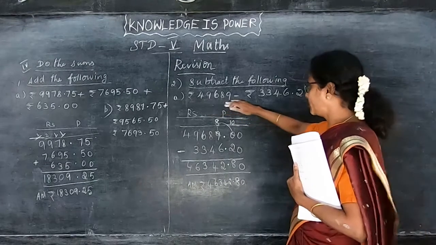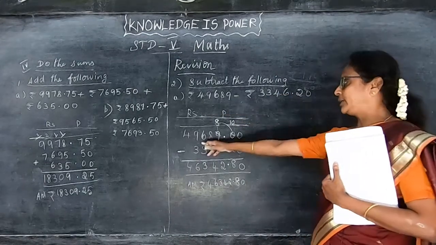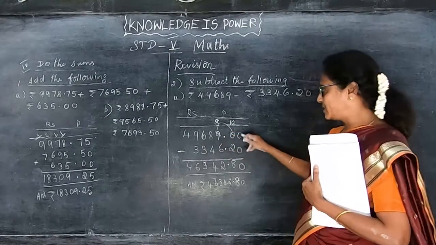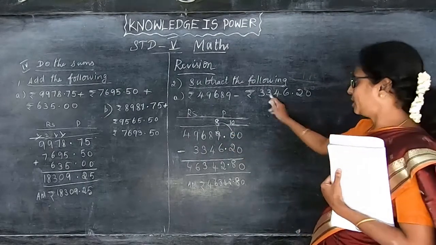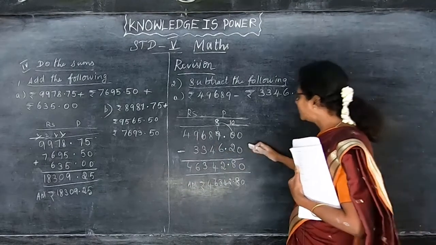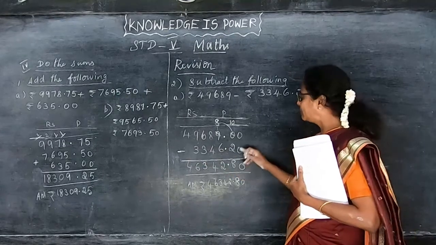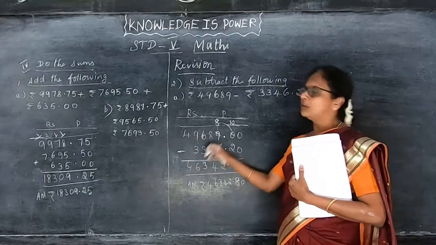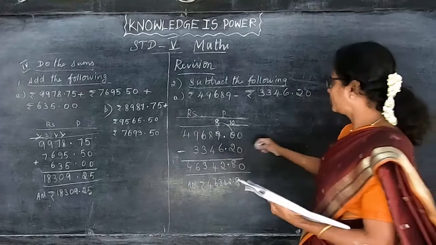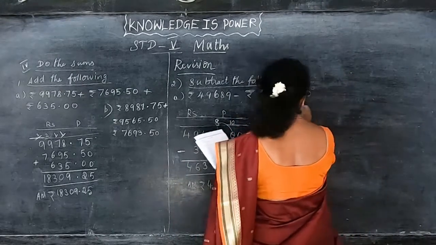Here only rupees are given, and here rupees and paise are given. So you can put 49,689 rupees 00 paise, and after that you can put 3,346 rupees 20 paise. So when writing the numbers, write from the ones, from here we have to start. So for paise, you put the dot. Now B sum you can do it by yourself. So make a note of this.